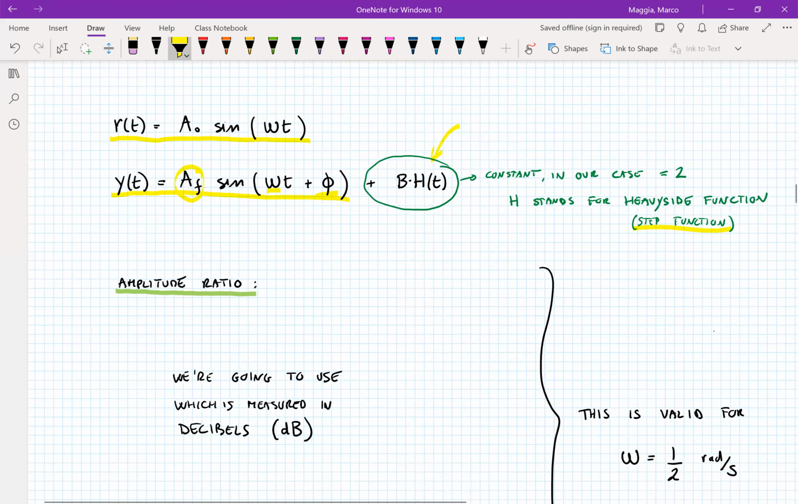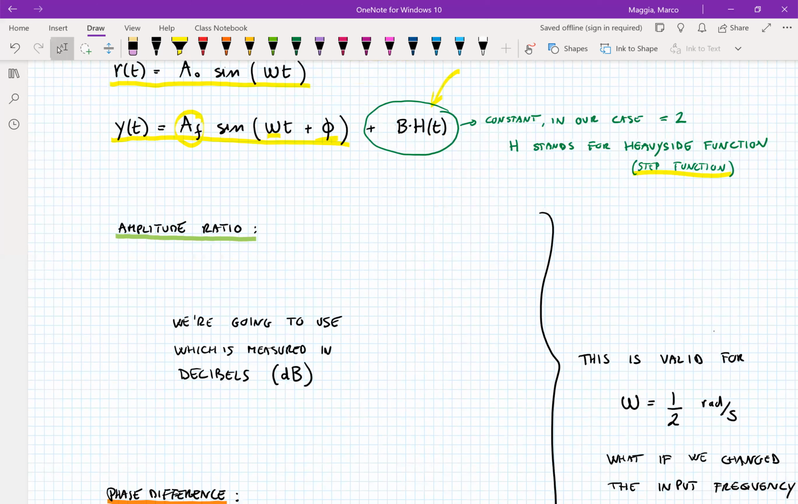All right, so now let's take a look at the amplitude ratio between the output and the input. So in other words, let's take a look at the ratio between AF and A0. And we're going to always refer to the example that we've seen. So the final amplitude was square root of 8, whereas the initial amplitude of the signal was simply 1. So the ratio is square root of 8 itself.